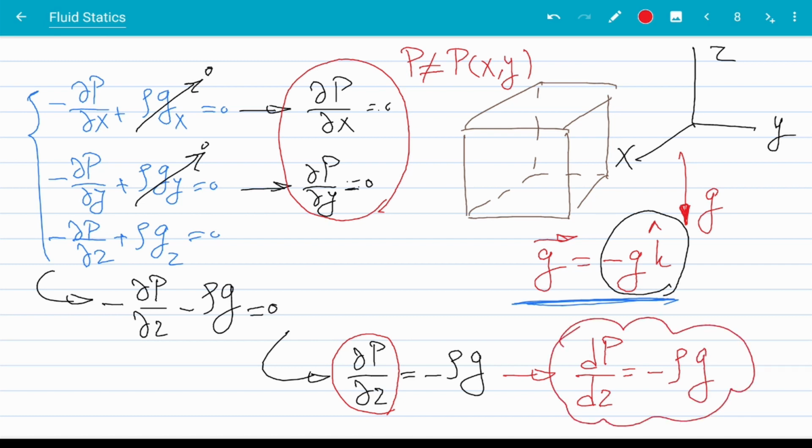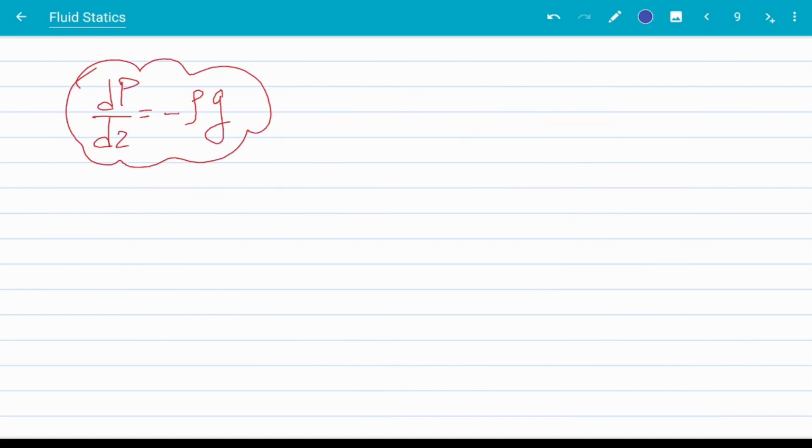Again, a very important conclusion, showing that in a static fluid, pressure changes in the direction of gravitational acceleration, in the direction of g. Now let's see what we can do with this equation. I can have a few different scenarios going on here. The first scenario is when we are dealing with an incompressible fluid.